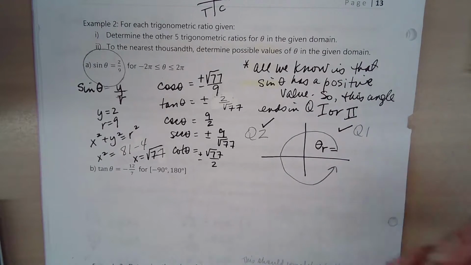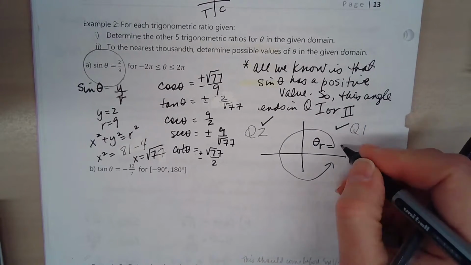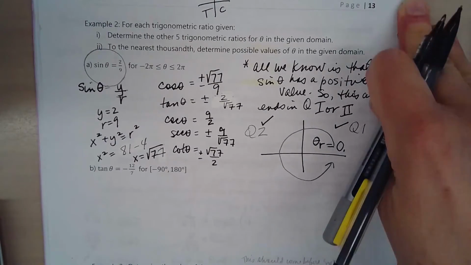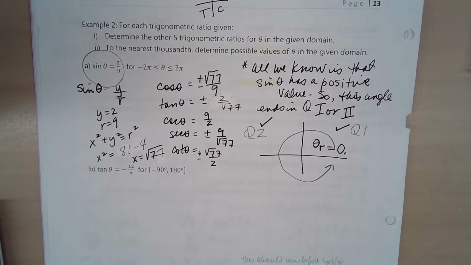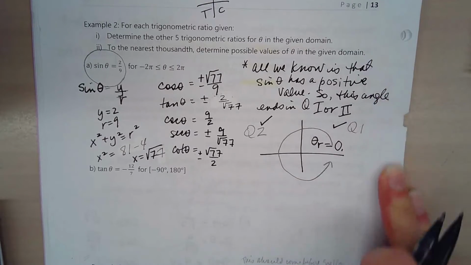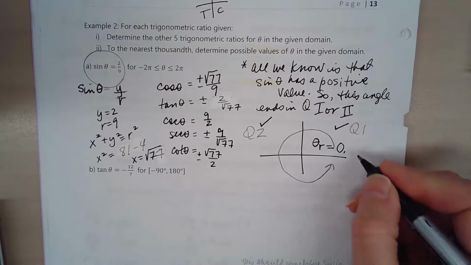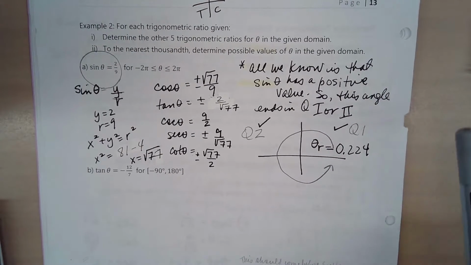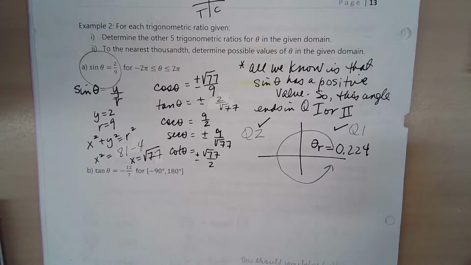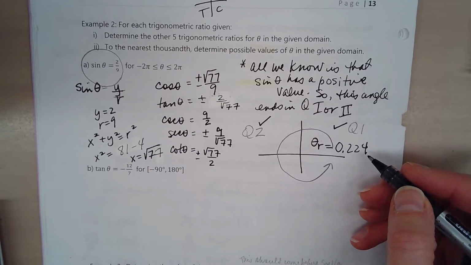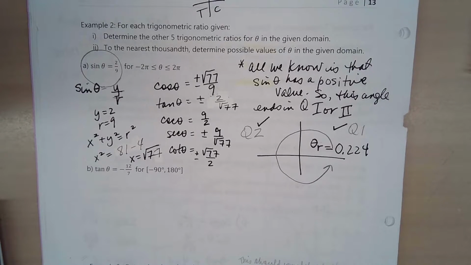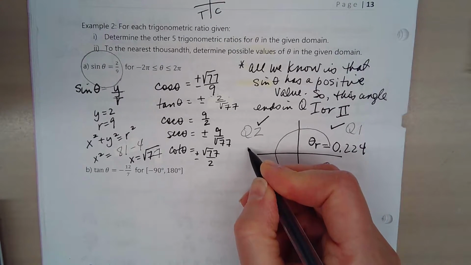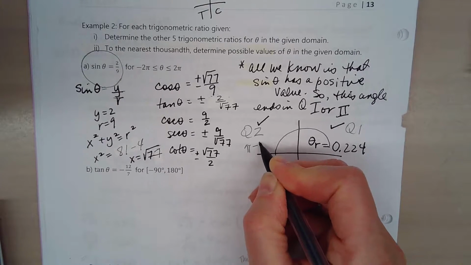Okay, what's the reference angle you got? Anyone get a reference angle? 0.224. I agree with that. So that's your quadrant 1 angle, right? So that's one of your answers. You got one of your answers right here. What about your quadrant 2 angle? How do you find quadrant 2? Pi minus the reference angle, right?